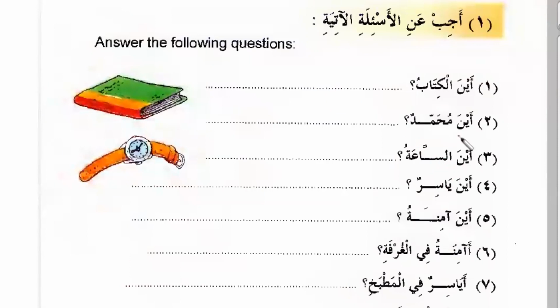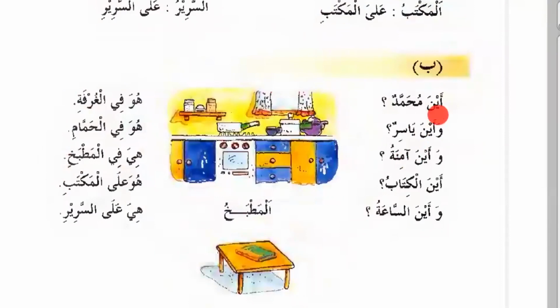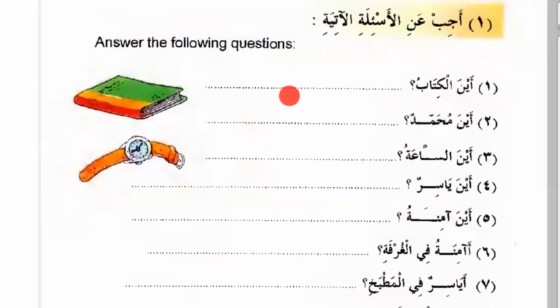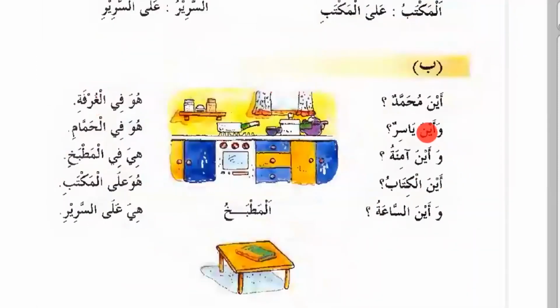Okay. Aina Muhammadun? Huwa fil ghurfati. So when you are answering, make sure you don't cross-check and go back to write. Just read it, understand, then you come here and answer, right? Not like we are doing here, we are copying, right? Aina sa'atu? Where is the watch?